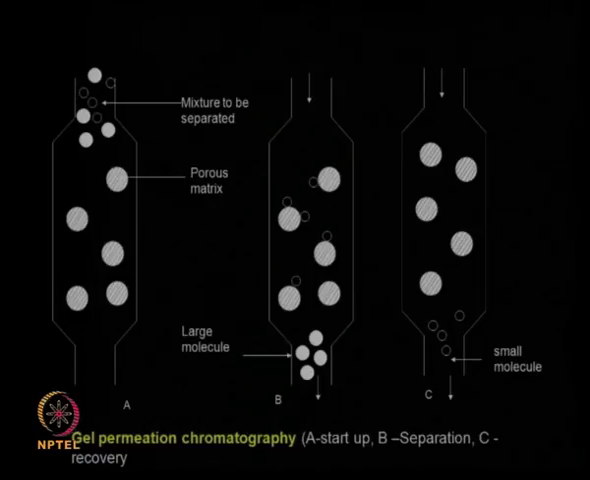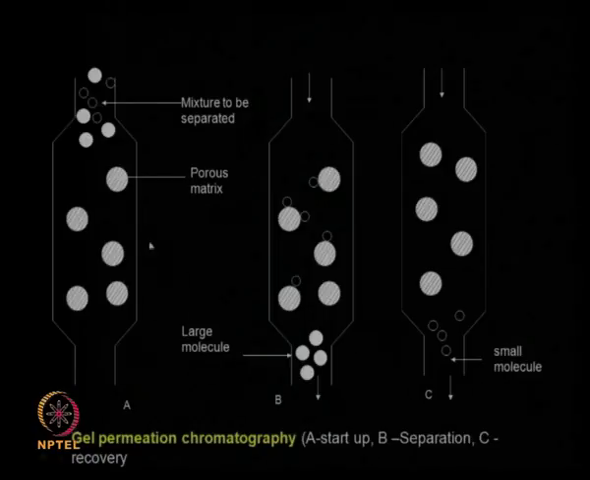It is almost like a filtration because filtration is based on size. It separates small particles from large particles using a medium. Same thing happens with gel permeation chromatography as well. So it separates small molecules, that means small proteins, from large proteins based on the size.